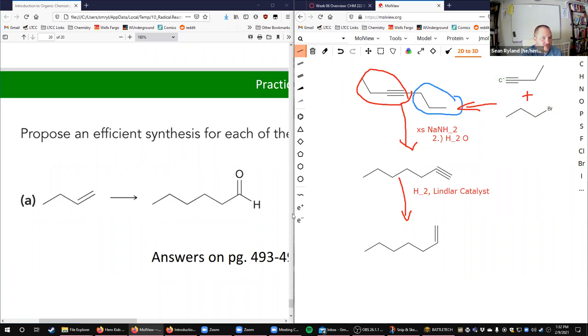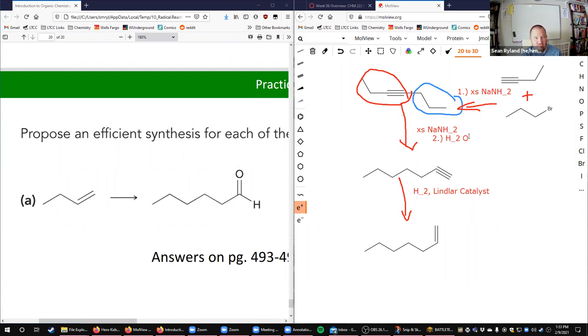Or if we don't want to show the deprotonation as being a separate step, we wanted to save our number of steps, we could just write it as step 1, excess NaNH2, step 2, expose it to the propyl bromide. So Br, but we have that written as a reactant. So it would just be a matter of reacting those together in the presence of excess sodium amide. Would give us our 7 carbons in a row.